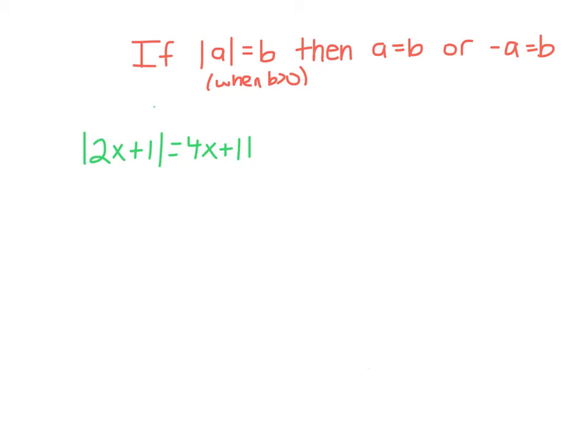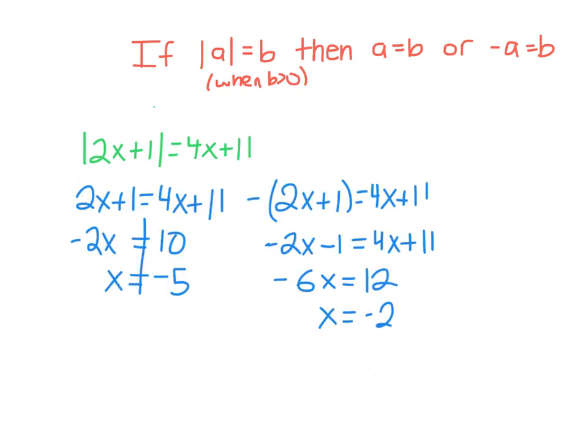Look at this equation. The absolute value of 2x plus 1 equals 4x plus 11. I'll set up my two cases and I'll solve. It appears as though the solutions are negative 5 and negative 2. However, if I actually substitute these back in, only one of them comes out true.